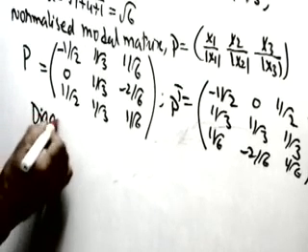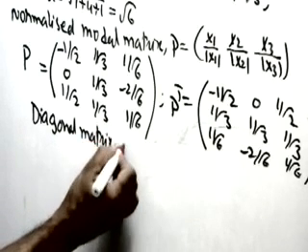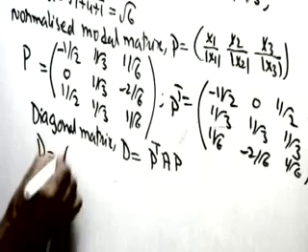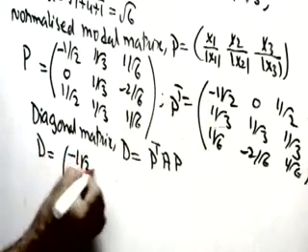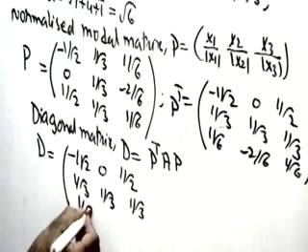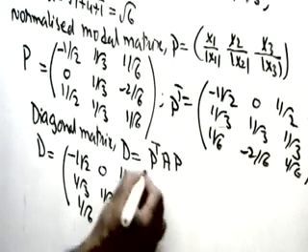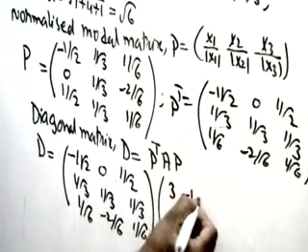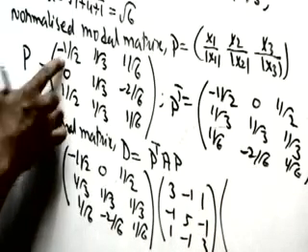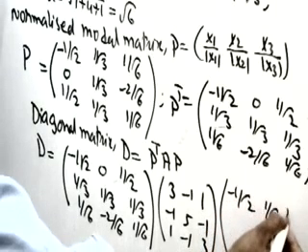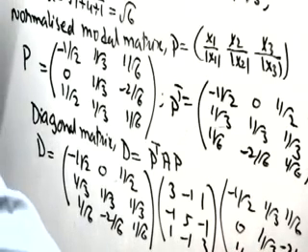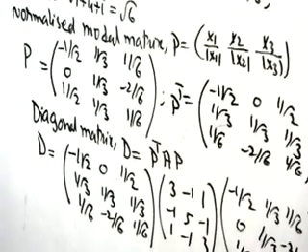The next step is the diagonal matrix. The diagonal matrix is denoted by D. Its formula is P transpose into A into P. So D equals P transpose, which we got: minus 1 by root 2, 0, 1 by root 2, 1 by root 3, 1 by root 3, 1 by root 3, 1 by root 6, minus 2 by root 6, 1 by root 6, into A. The value of A is given in the question: 3, minus 1, 1, minus 1, 5, minus 1, 1, minus 1, 3, into P. P we have here. Multiplying, it will be minus 1 by root 2, 1 by root 3, 1 by root 6, 0, 1 by root 3, minus 2 by root 6, 1 by root 2, 1 by root 3, 1 by root 6. For the last step, no need to multiply all this.